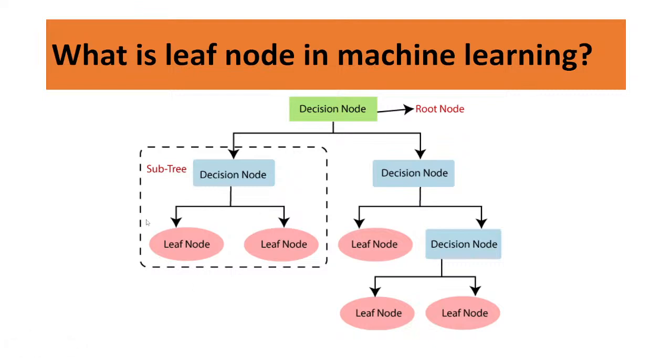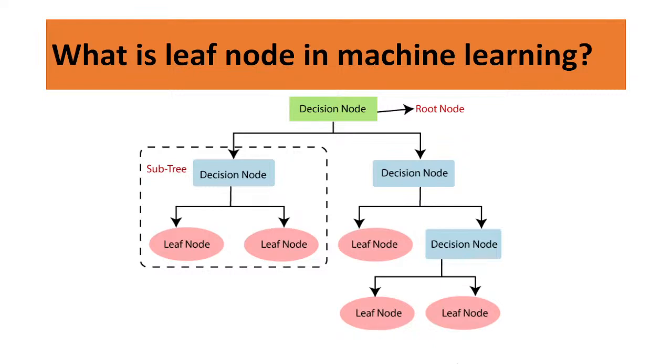A leaf node is one which I cannot distribute and which cannot create any subtree. Suppose this one is not a leaf node because it creates a subtree. This is also not a leaf node because it creates a subtree. From this decision node I can get 2 decisions, but from here I get 2 leaf nodes, and they do not create any types of subtree. So that's why it is a leaf node.